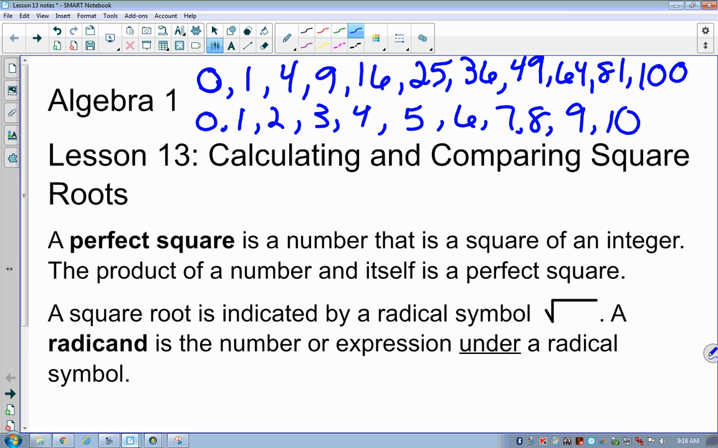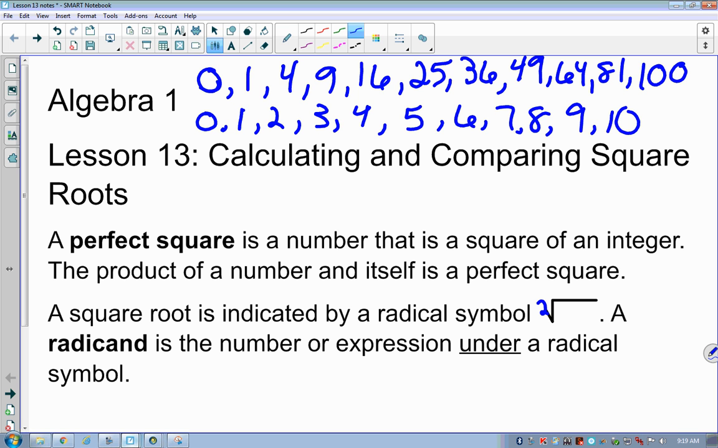Which means if I took one of these numbers on the top row and put it underneath a square root symbol, I would get the corresponding number that's below it. The square root of 81 is 9. You follow me? Because it's the root of it. So a perfect square is a number that is a square of an integer, which is the product of a number in itself. Square. There is a number here that you don't see. Does anybody know what number goes in front of this square root? It would be 2, because we're taking that number times itself, which means I see that number twice.